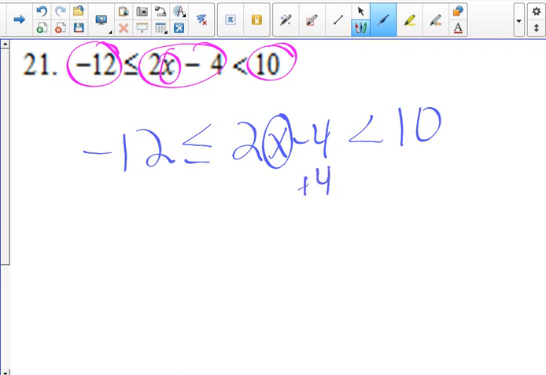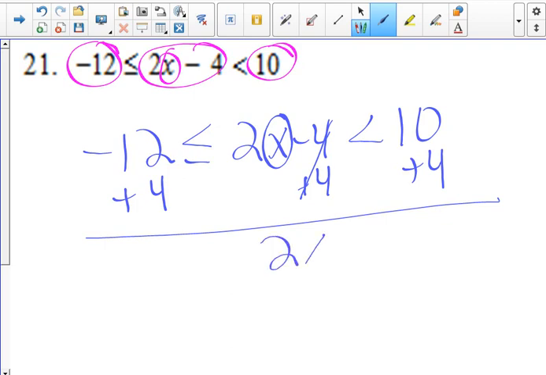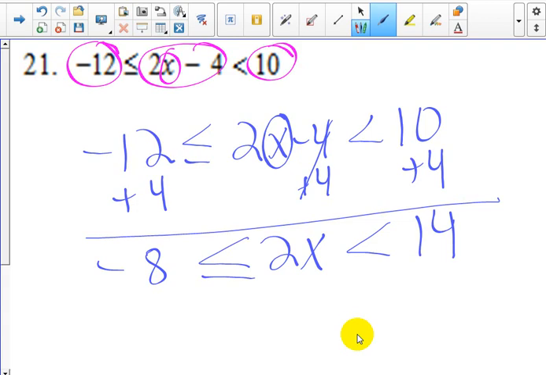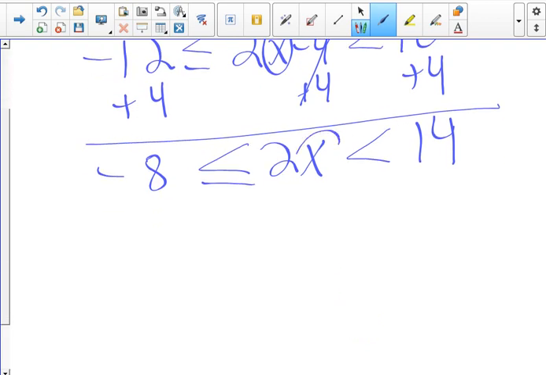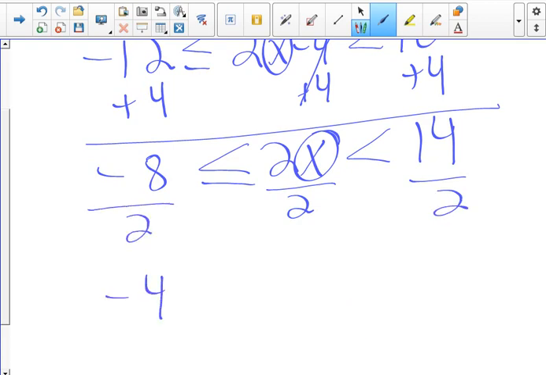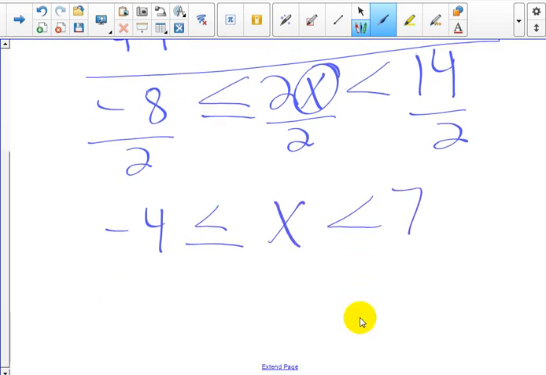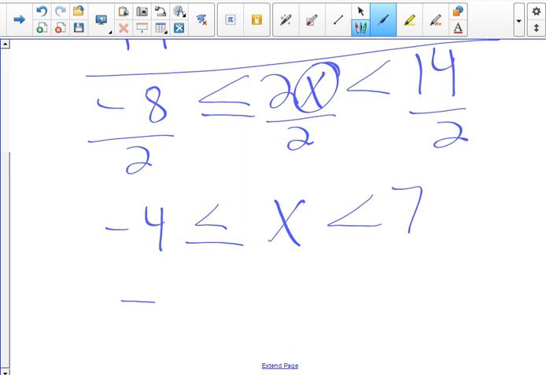So I want to get rid of the 4. So add 4 there, and I have to add 4 here. This goes away. So we have 2x less than 14. We've got a less than or equal to, it's going to be a negative 8. All right, so now we're still isolating this x, so we have to divide by 2, and divide by 2, and divide by 2. So we get negative 4 less than or equal to x less than 7. There's your answer. So how do we graph that?